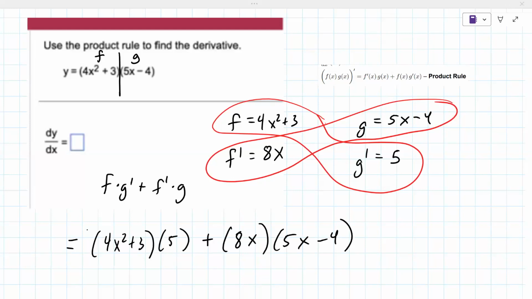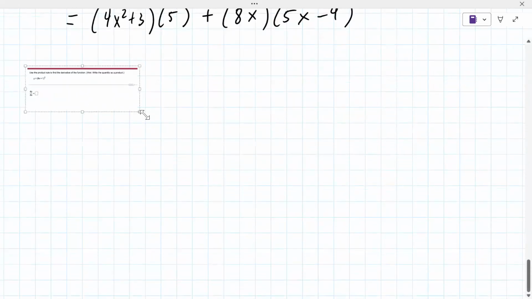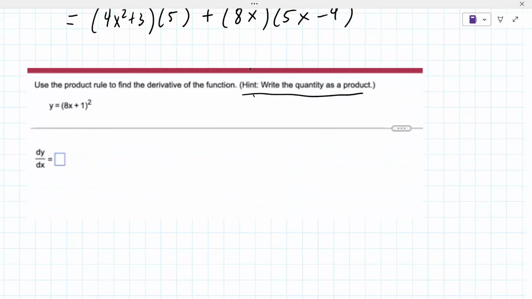All right. Next one is similar. This one says to use the product rule to find the derivative of the function, and you look at this and think, well, there's no product. There's a component. So that's where it says hint, write the quantity as a product. That means to write it out as two separate binomials like this.